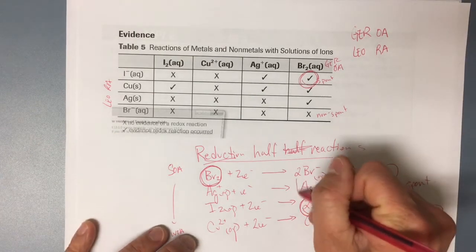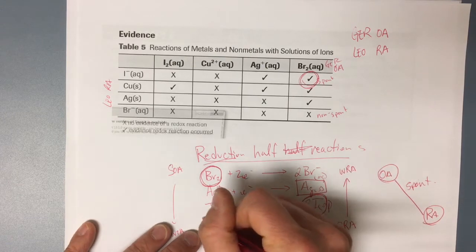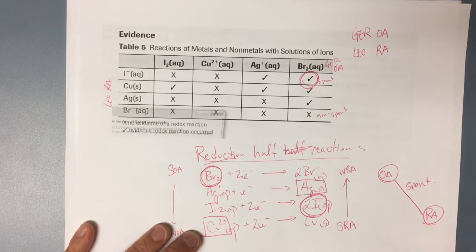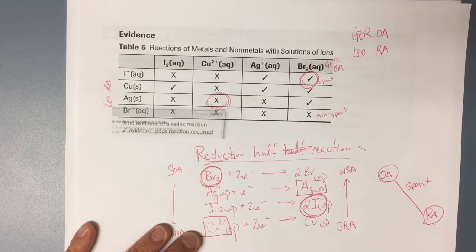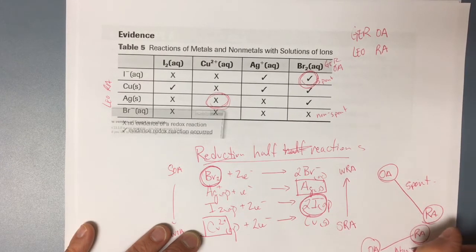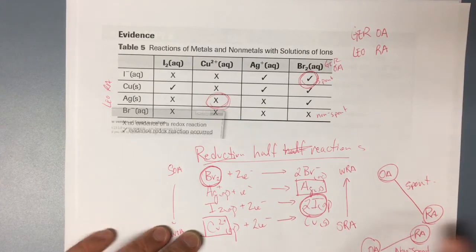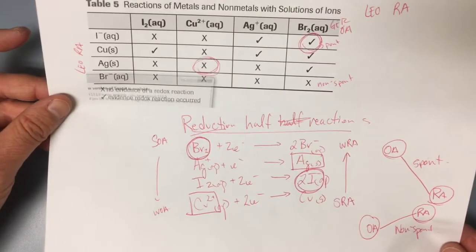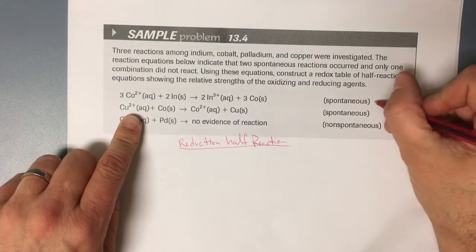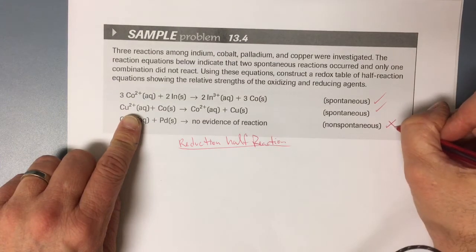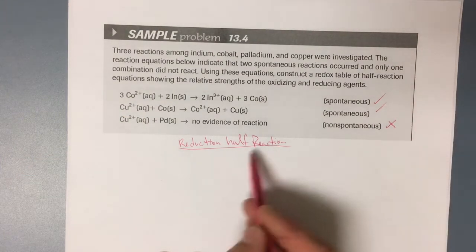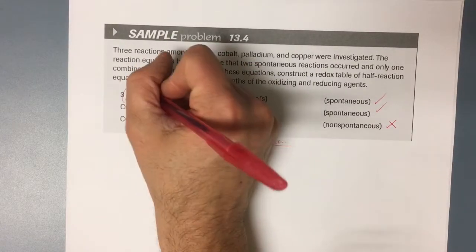But if I looked at silver metal reacting with copper 2 ion, you're going to see that silver metal and copper 2 did not spontaneously react. If the oxidizing agent is below the reducing agent, this is a non-spontaneous reaction. And that's important because in this, we're going to see that this reaction is spontaneous, but this one is not spontaneous.